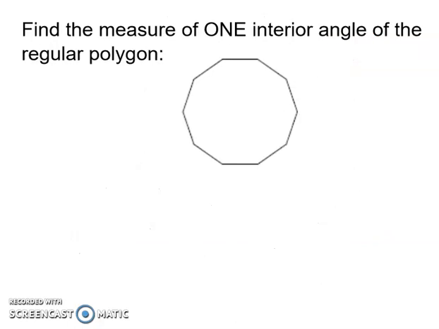Let's keep it going, doing so well. In this example, it says find the measure of one interior angle of the regular polygon. Now it's saying it's a regular polygon, which is good, because that means that all angles are going to be equal. So just like we did before, we need to figure out how many sides it has. So let's see, we have 1, 2, 3, 4, 5, 6, 7, 8, 9. Look at that, 10 again. N is equal to 10. We have 10 sides, right?